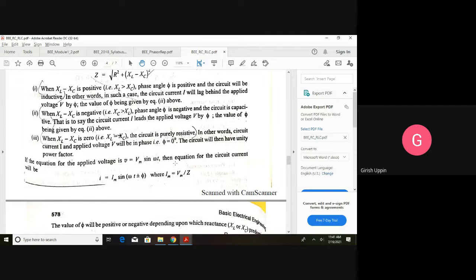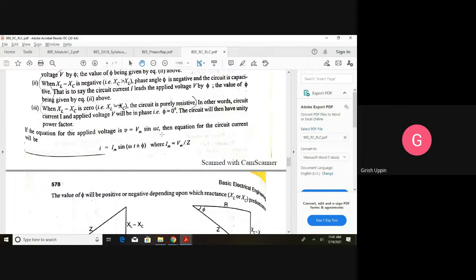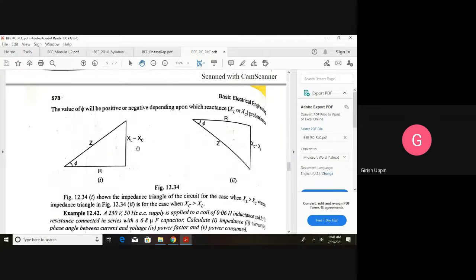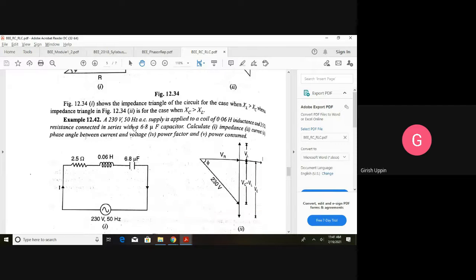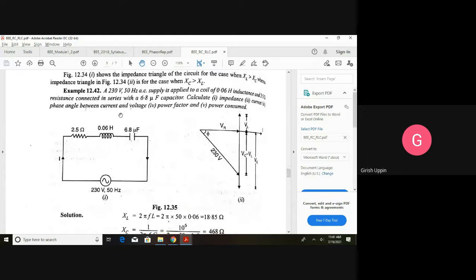Therefore, if V is equal to Vm sin omega t, then I is equal to Im sin (omega t plus or minus phi). So it depends, plus or minus, on whether XC is greater than XL or XL is greater than XC, or both are equal. And if you draw the impedance triangle, this is R, XL minus XC and Z. Using this, you can easily solve the problems. So we can consider one example here.